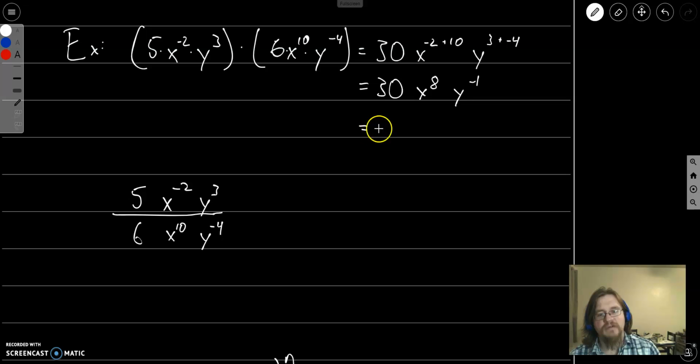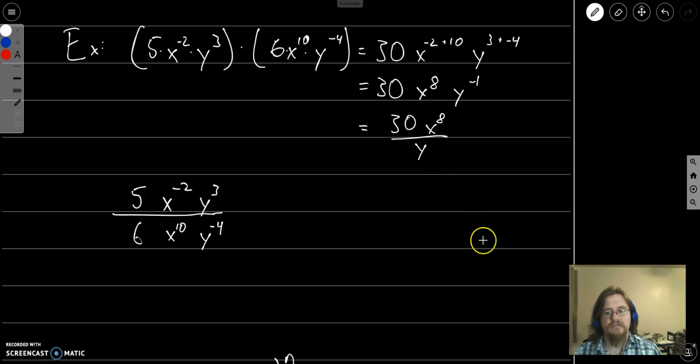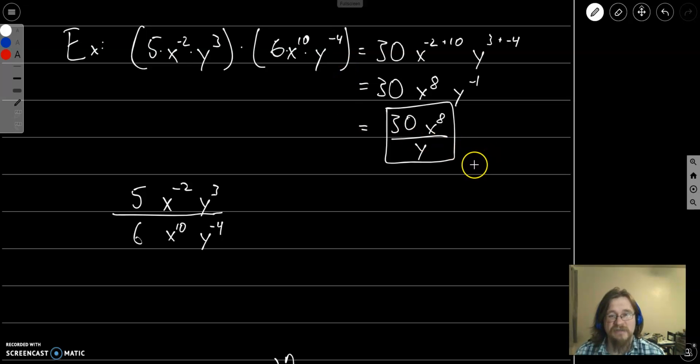And this we can simplify a little bit further. We have a negative exponent, so we can put that on the bottom of the fraction. And voila. So here would be the simplest way to write this. And by simplest, I mean without any negative exponents.